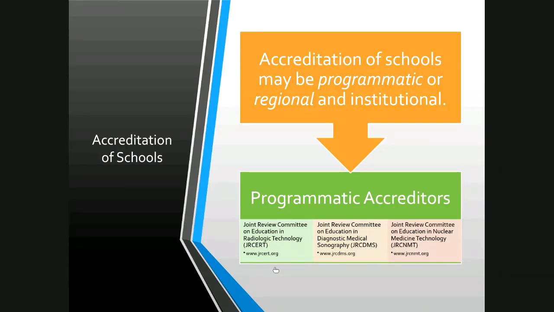The JRCERT accredits more programs than any other allied health profession. There are over 700 programs in radiology, radiation therapy, and medical dosimetry and MRI. And their address, if you choose to look them up, is www.jrcert.org.